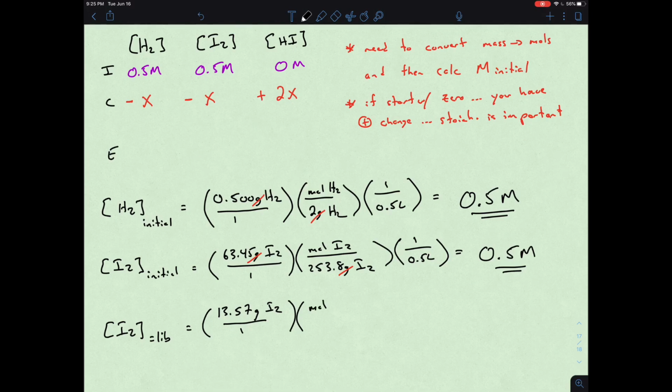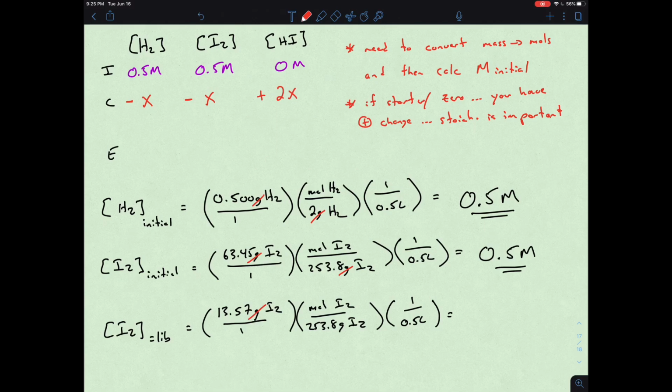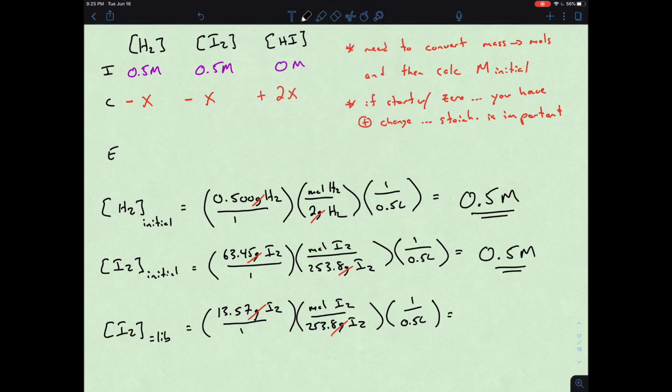So if we do the same calculation as we have directly above, first dividing by our molar mass and then our volume to convert our mass to moles and then moles really to molarity, we get a value of 0.11 molar for our equilibrium concentration of the iodine.